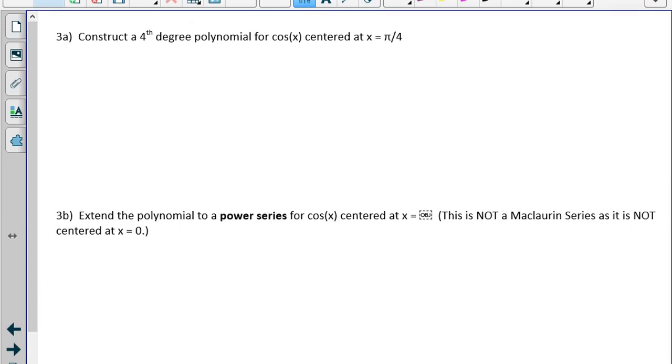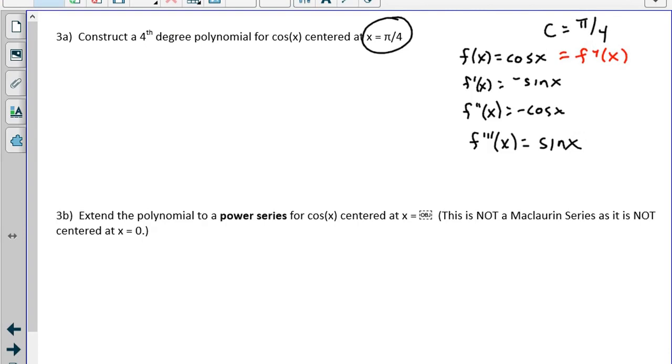So if I'm constructing a fourth degree polynomial for cosine, notice that it's centered at x equals pi over 4. So that means that I'm going to have to be pretty careful here. So if I'm taking a look at this, cosine of pi over 4 is root 2 over 2. So cosine of x is approximately root 2 over 2 plus, now if I'm taking a look at f prime, that's negative sine. So negative sine of pi over 4 is negative root 2 over 2 times x minus pi over 4.